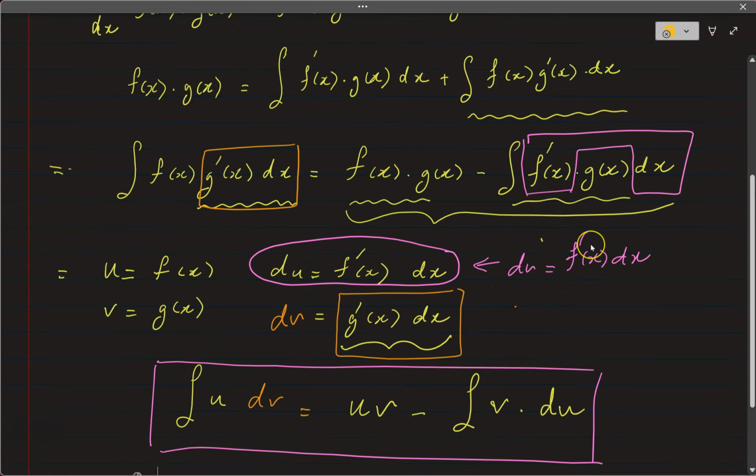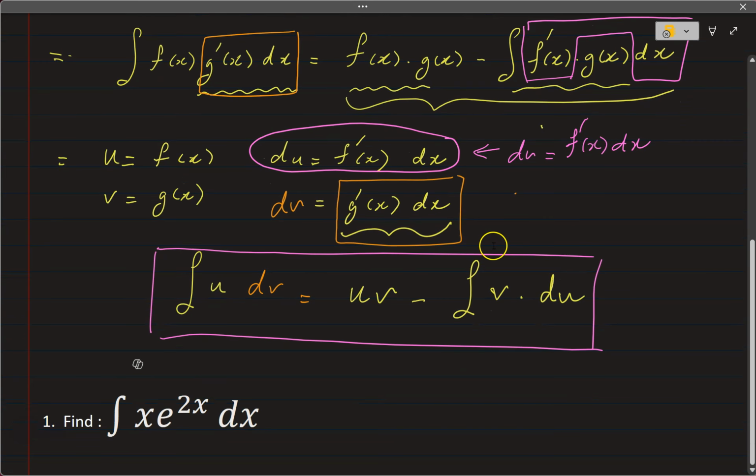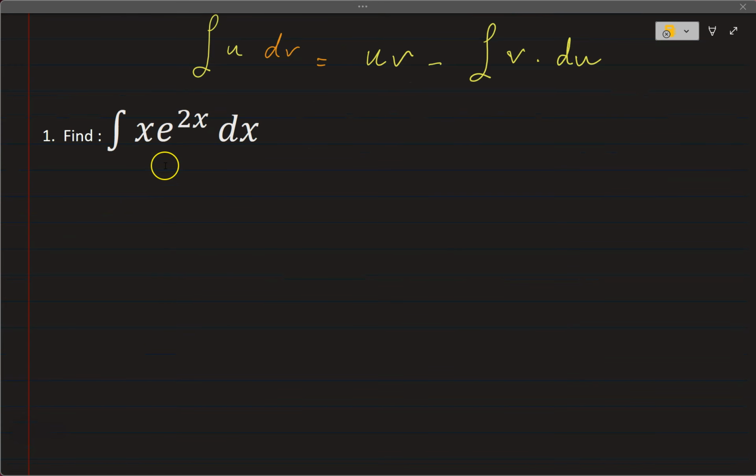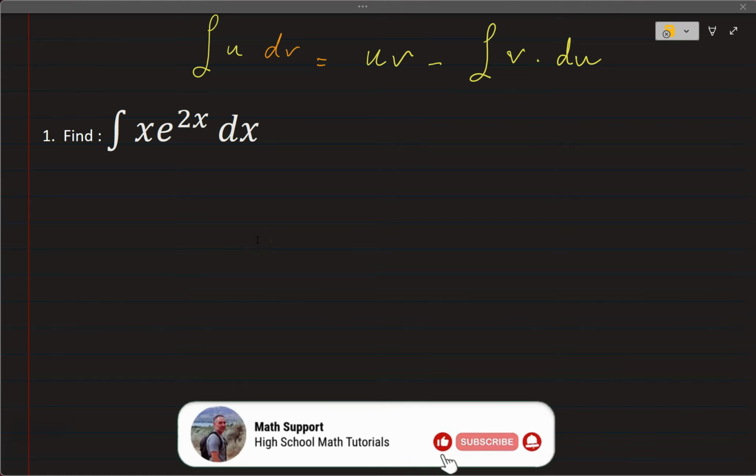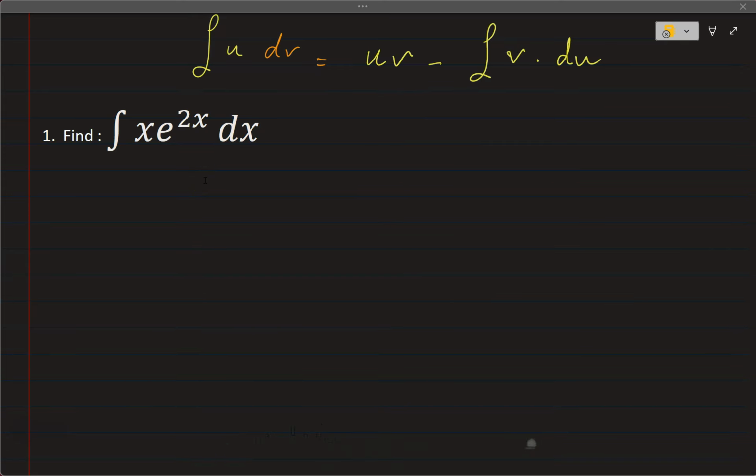So let's go ahead and use it in the first example. Okay, here we go. Find the integral of x e^(2x) dx, and we're going to use integration by parts. So the idea is this: whenever you're using integration by parts, in every step your integral must look simpler. If you end up getting a new integral that is very hard or more complicated than what you started with, that means the parts you have chosen in place of u and dv must be switched.